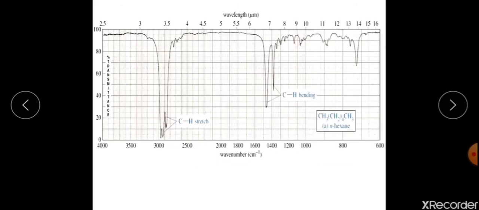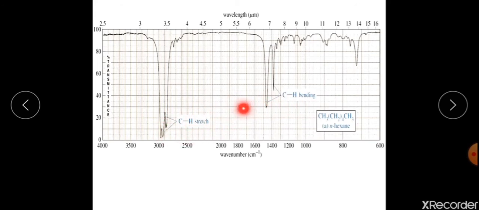What kind of information can we obtain? For example, this is the IR spectrum of n-hexane, containing 6 carbon atoms in the carbon chain. Here these are very weak peaks, so they are not considered. We are concerned with these peaks. This peak above the 1400 region is due to the carbon-hydrogen bending vibration, and this particular peak is because of the carbon-hydrogen stretching vibration.